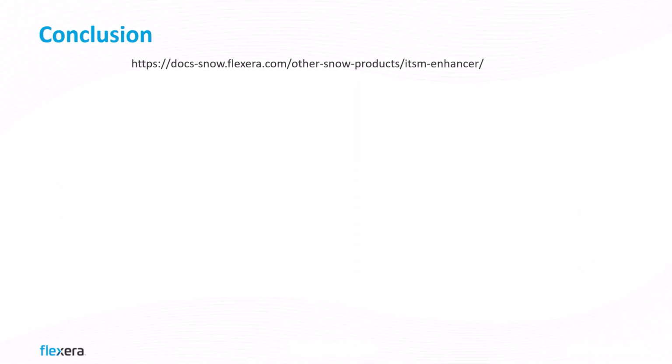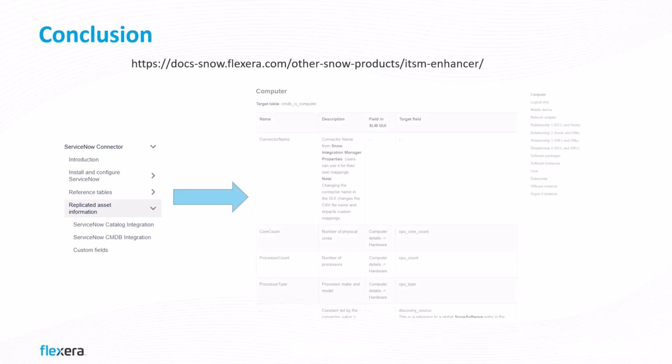Once again, I'd like to highlight that you can get more information by visiting snow-docs.flexera.com and clicking on ITSM Enhancer, or simply type in the link as you see it on the screen. Within the documentation, you will find detailed steps for the configuration itself. You will also find more in-depth granular information, such as a list of the ServiceNow tables and the fields that we populate. You can find this under replicated asset information, for example.